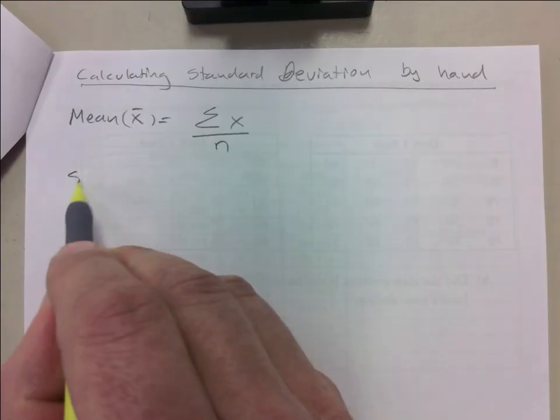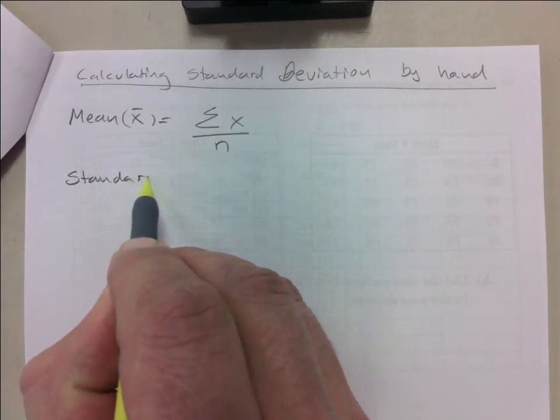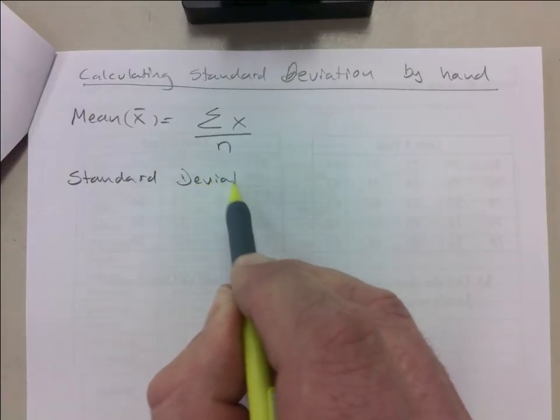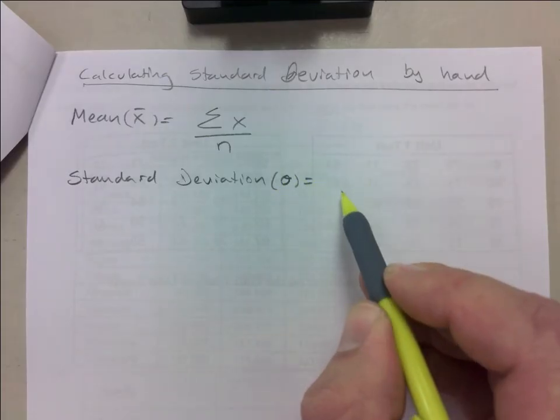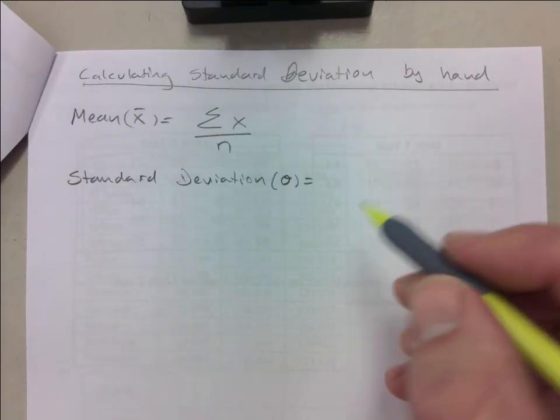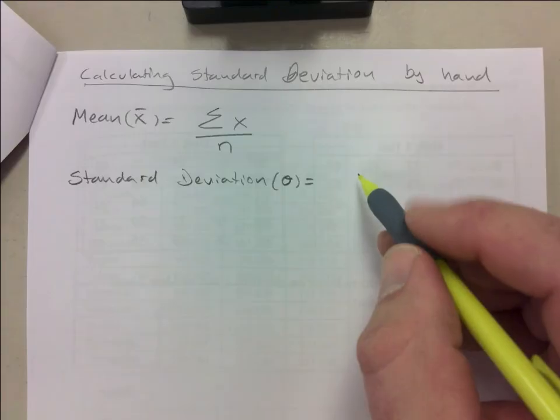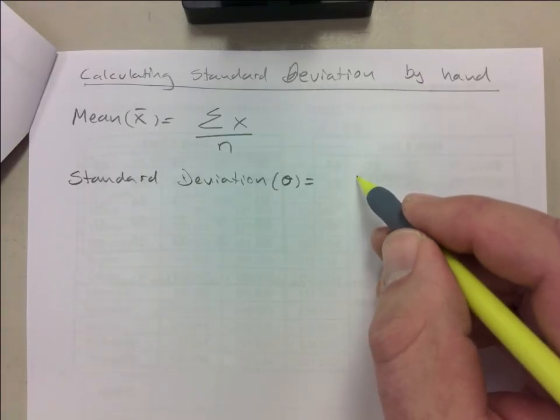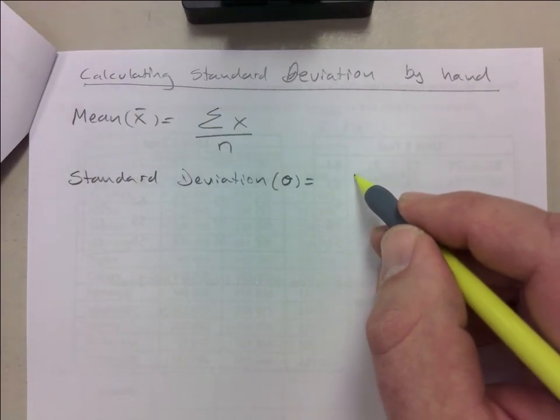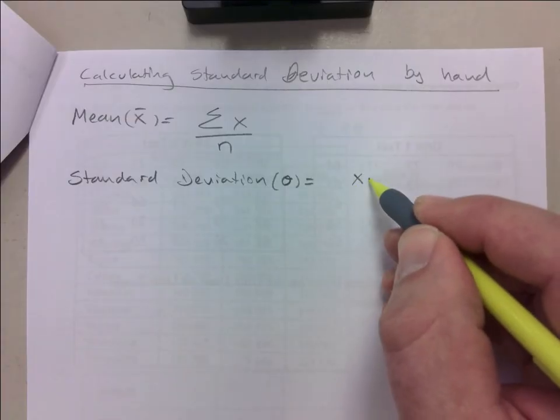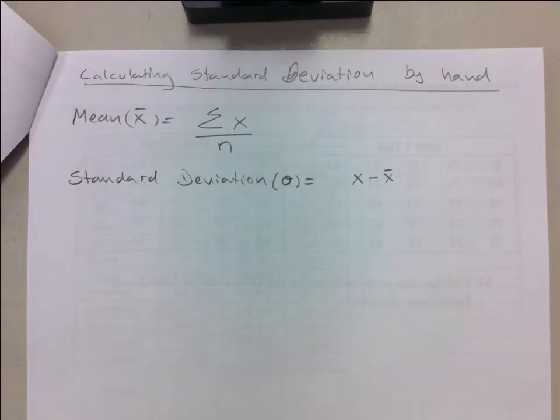The standard deviation, which is lowercase sigma, is different. So this is going to be a little different, okay? So watch how this goes. Standard deviation finds the average distance from all the points to the mean. Every single point, you're going to subtract the mean from it. How far are you from the mean? Every single one.